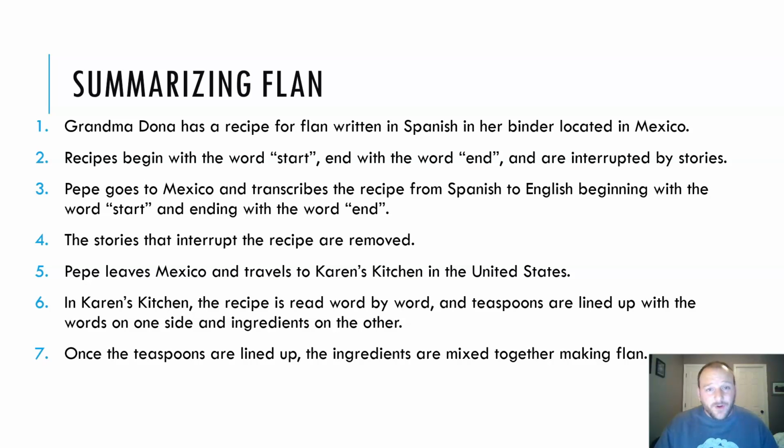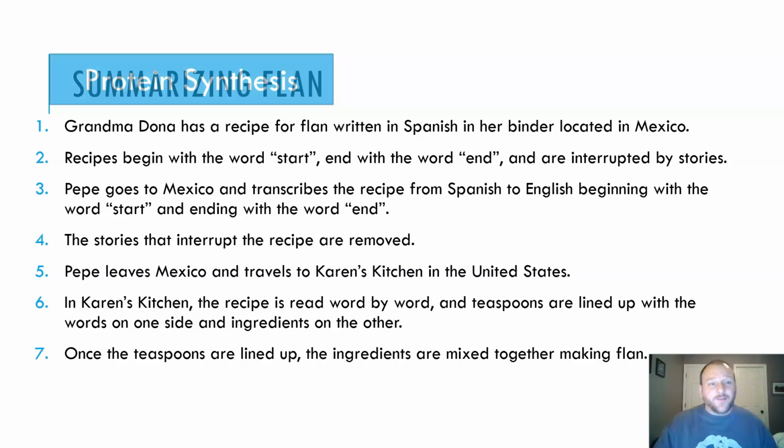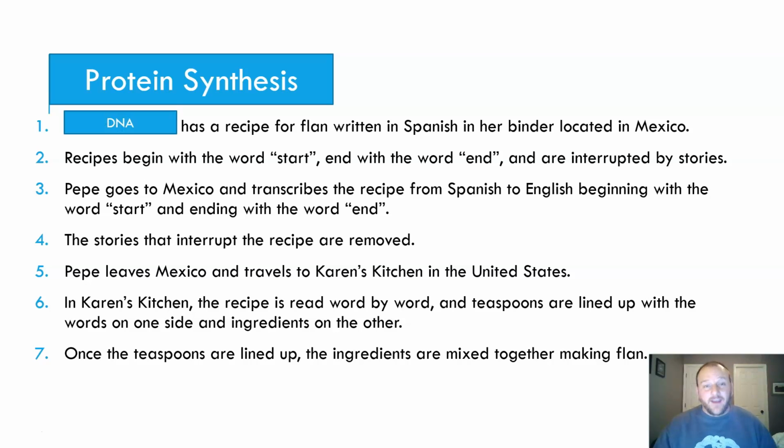So this process, of course, isn't really making flan, it's protein synthesis. It's how we synthesize or make proteins with the information in our DNA. So this wealth of information that stays in Mexico, Grandma Doña, is really DNA. Like we said before, not a big surprise, DNA is where the information is stored. Recipes for proteins are actually what we call genes. So a gene is literally a recipe for a protein. You take a gene, you have all the information you need in order to make a protein. So again, not flan, but a protein.